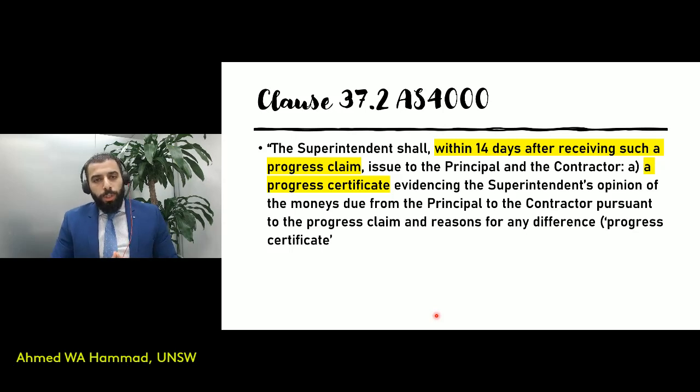Let's have a look at a very relevant provision in one of the common standard forms that are used, AS4000, particularly clause 37.2. You see the clause in front of you on the screen. I've highlighted the important bits. The clause says that the superintendent shall, within 14 days after receiving the progress claim, issue to the principal and the contractor a progress certificate. So the number of days is specified as 14 days.